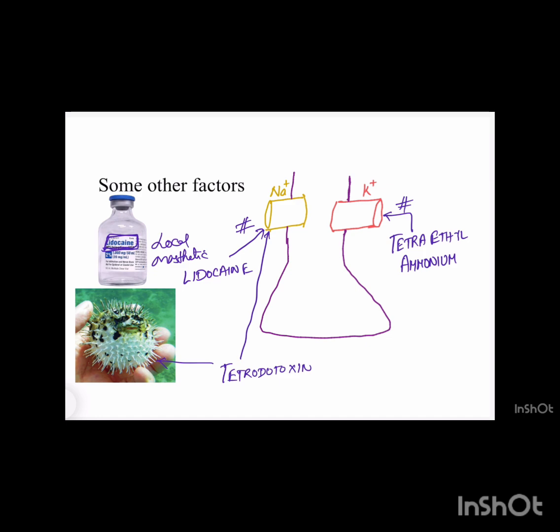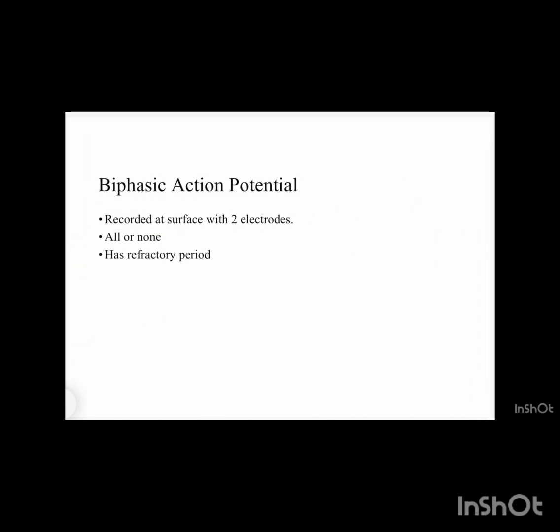Okay. Last, the concept of biphasic action potential. What happens in a biphasic action potential? In a biphasic action potential, you have two electrodes recording from the surface. It also shows all or none phenomena and has the concept of refractory period.